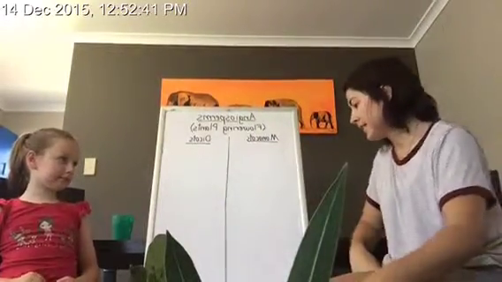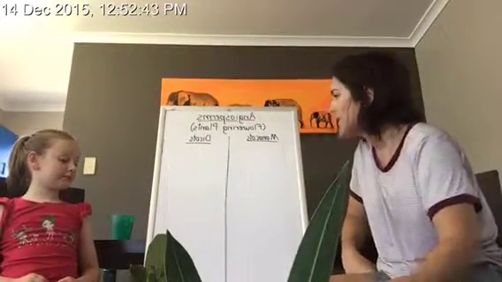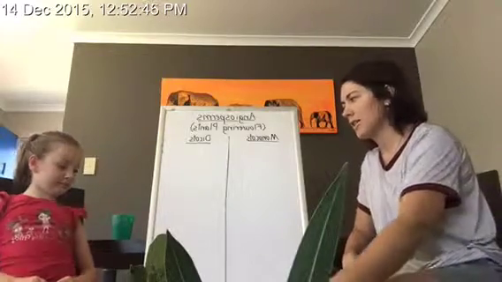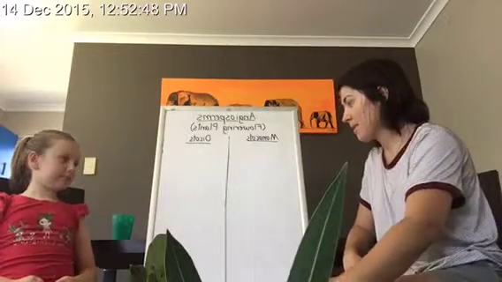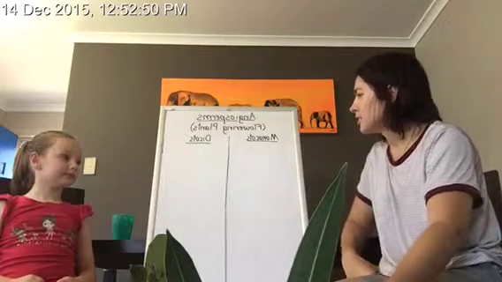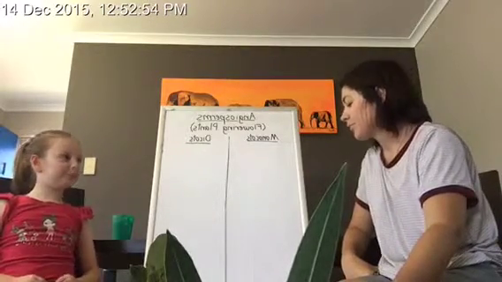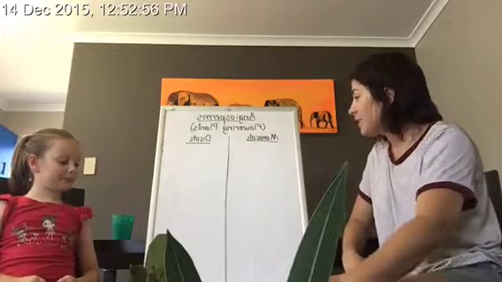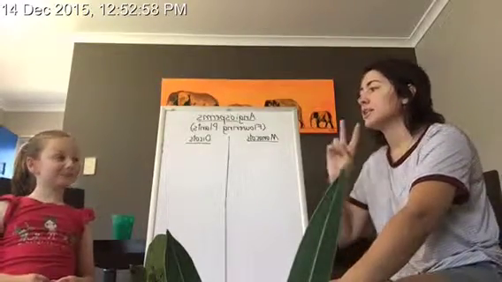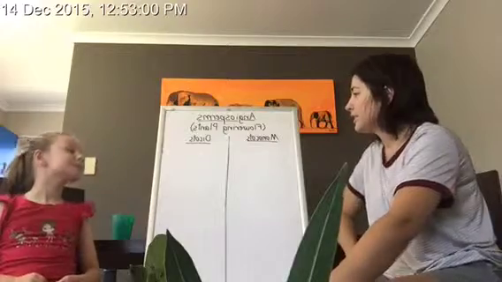Okay, so today we're going to be looking at different types of flowering plants. And flowering plants are called angiosperms. Can you say angiosperms? Angiosperms. Well done. Angiosperms can be classified into two different categories.